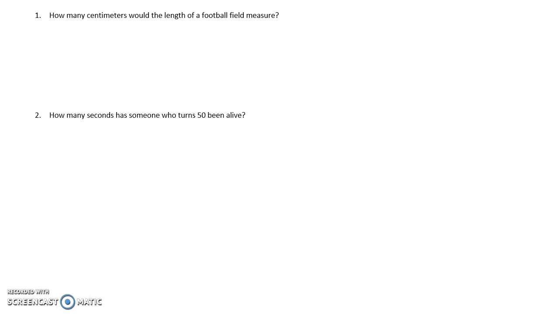Now we're going to take a look at a process called unit conversion. So this question asks how many centimeters would the length of a football field measure? Well, maybe you know this, maybe you don't. It's not a big deal either way. But one football field measures 100 yards. Now, before we go through this, what we're really being asked is 100 yards is how many centimeters?